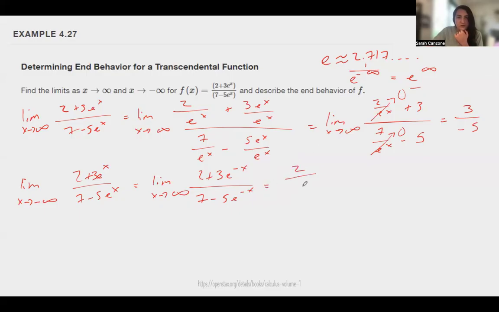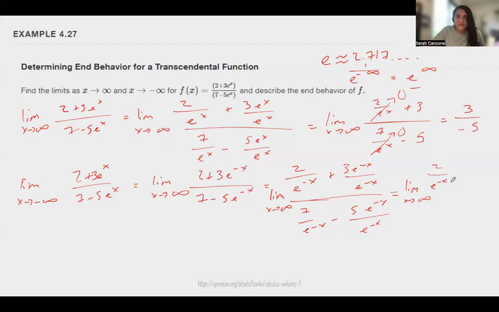So we get 2 over e to the minus x plus 3e to the minus x over e to the minus x, all divided by 7 over e to the minus x minus 5e to the minus x over e to the minus x. And this is the limit as x approaches positive infinity now, which will give us the limit as x approaches infinity of 2 over e to the negative x plus 3 over 7 over e to the minus x minus 5.